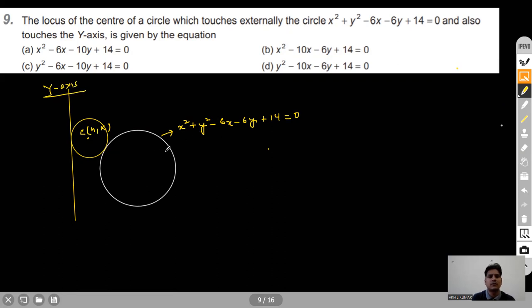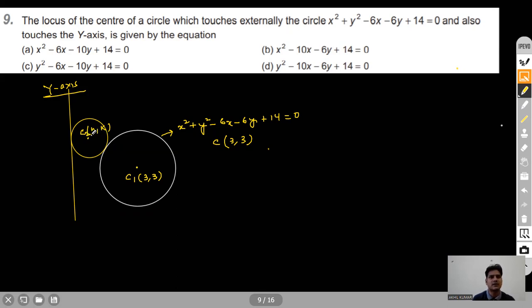Now, we can easily identify the center of this circle. The center will be (-g, -f), that is (3, 3). Let me name it C1, and its coordinates are (3, 3). I have assumed the center of the other circle as, let me say, C2. So we have to find the locus of this C2.